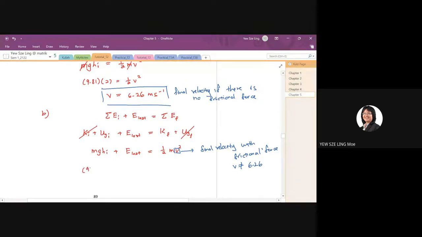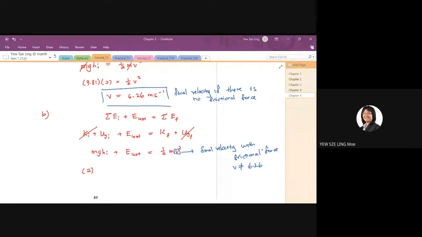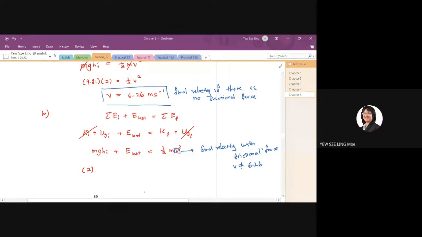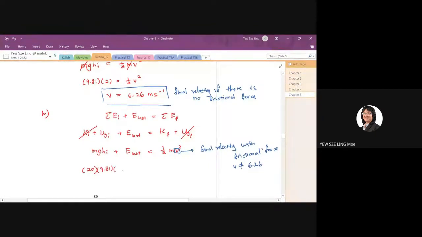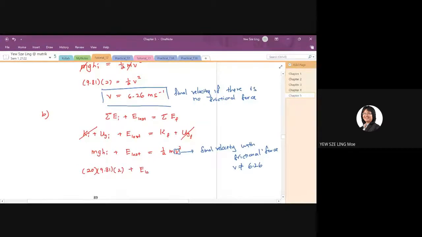I have the mass, 2 kg. Now I cannot cancel the m anymore, because energy loss doesn't come with m. So I need to substitute the value. The question gave us 20 kg, sorry, my bad. So 20 kg times 9.81 times the height 2, plus energy loss equals 1/2 times 20.